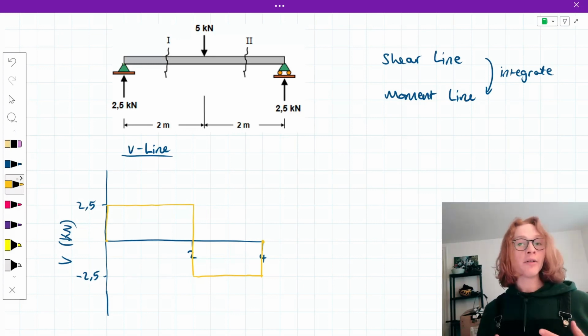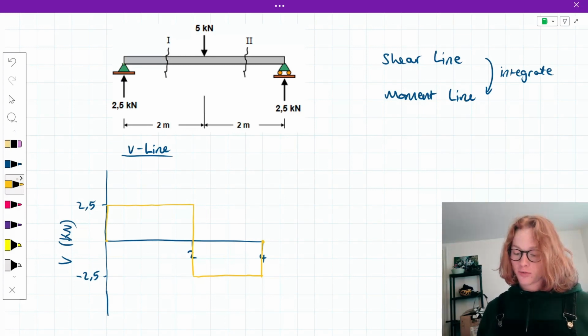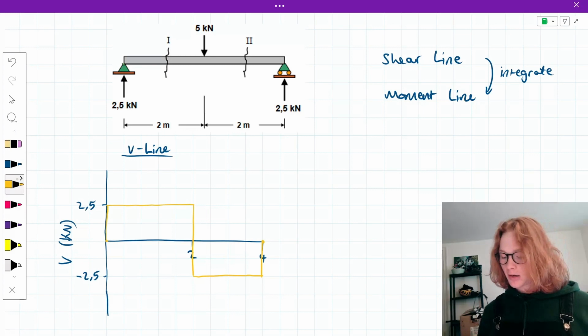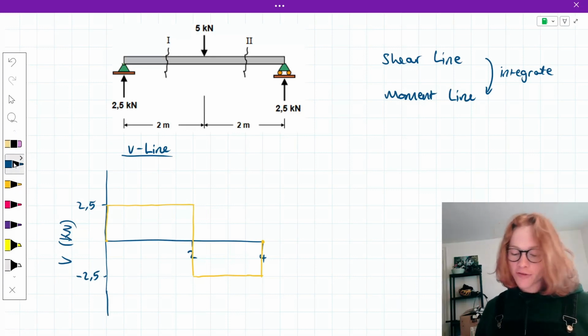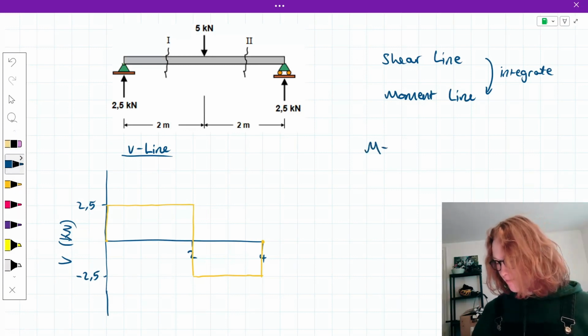You can work it out using the sectional method, but you will come up with this answer. I did the same example in my sectional method video, so you can refer to that if you want to see how to do this question with the sectional method. Okay, so now we have the V-line. How do we get the M-line?